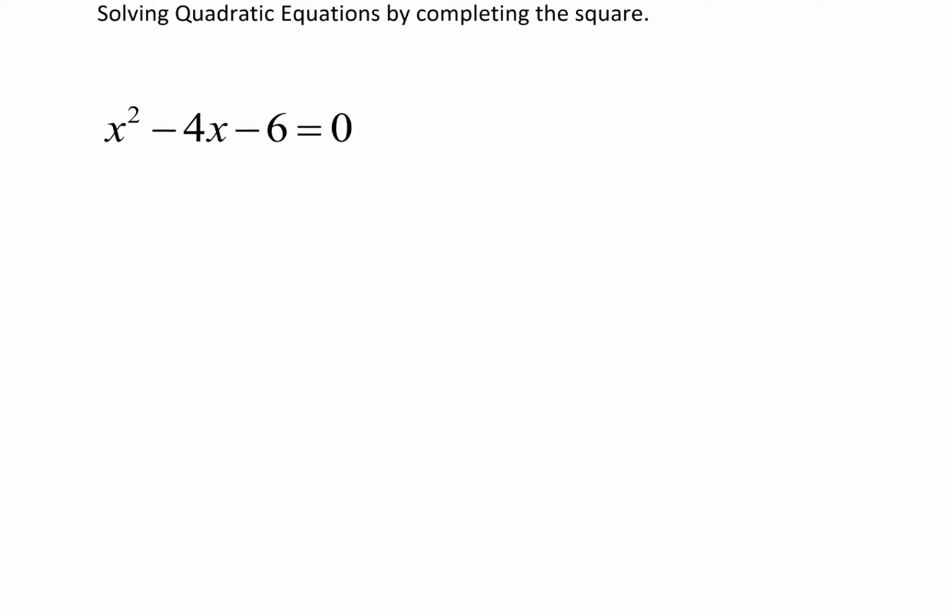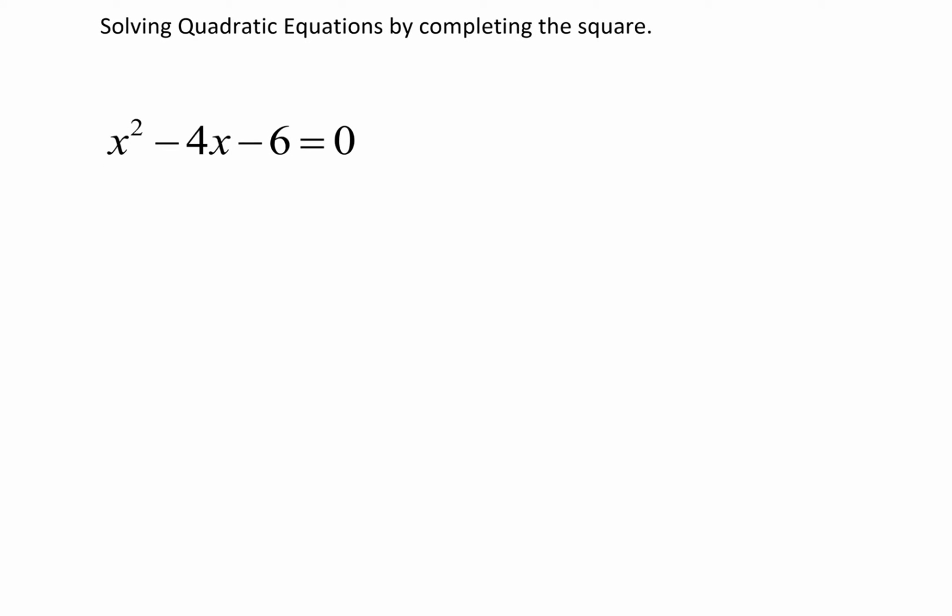So let's solve this quadratic equation by completing the square. This one can't be factored. There's no two numbers that multiply to -6 and add to -4. So we're going to need a different trick. The first step in this trick is going to be to get all the terms that have variables on one side and all the constant terms on the other. So I'm going to add 6 to each side.